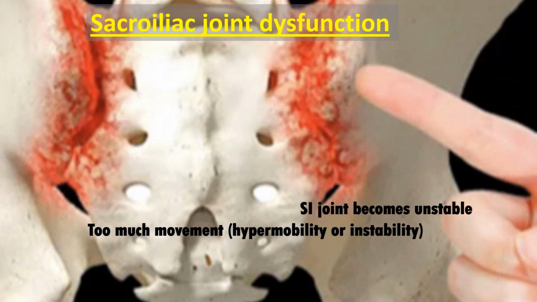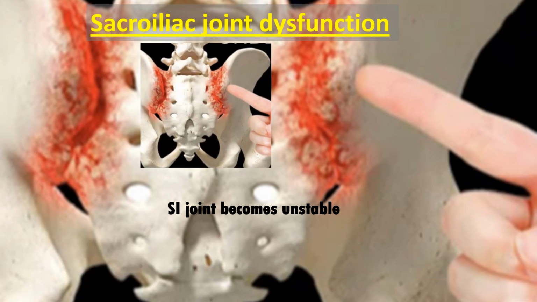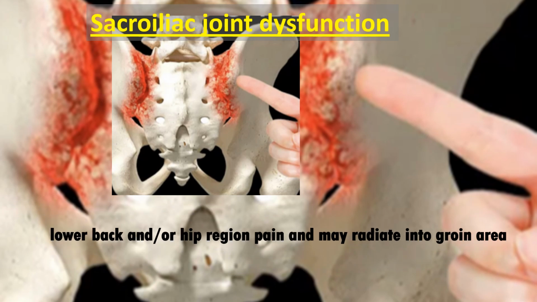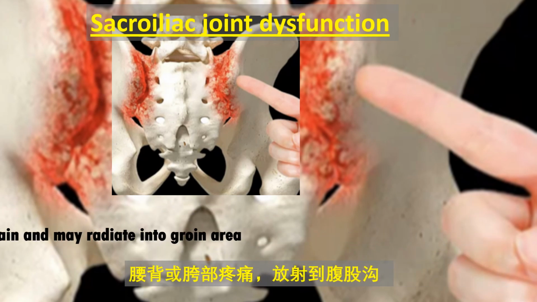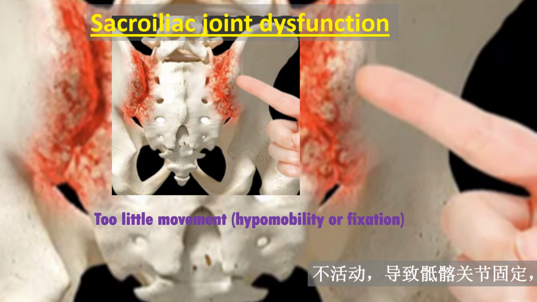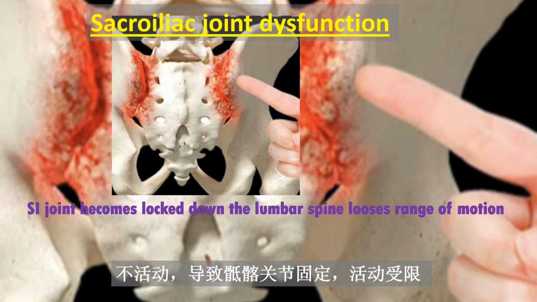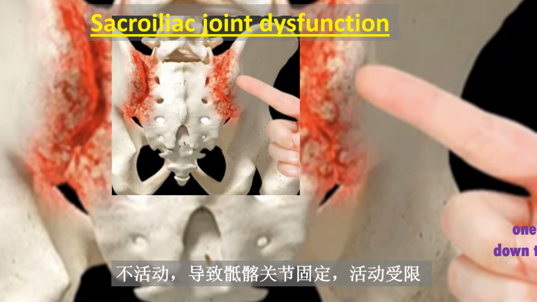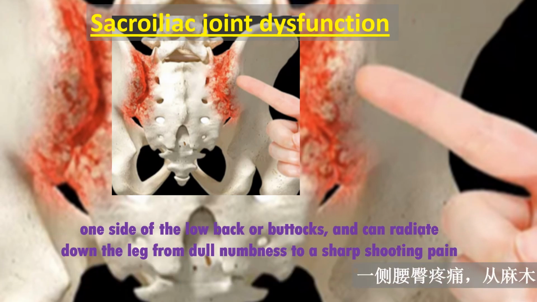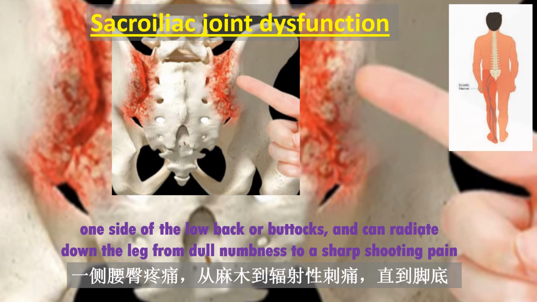Too much movement, hypermobility or instability. When the SI joint becomes unstable, the body signals pain in the lower back and or hip region and may radiate into the groin area. Too little movement, hypomobility or fixation. When the SI joint becomes locked down, the lumbar spine loses range of motion. The pain is commonly felt on one side of the low back or buttocks, and can radiate down the leg from dull numbness to a sharp shooting pain.